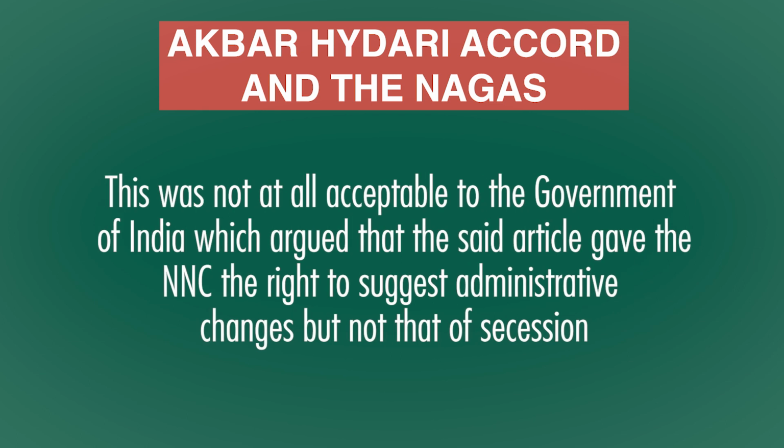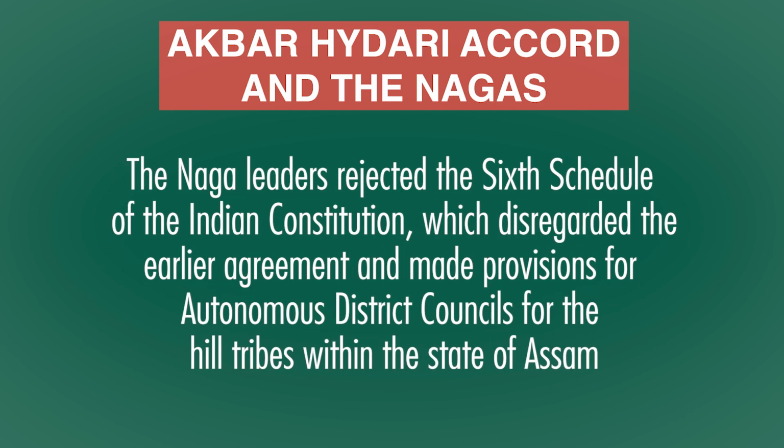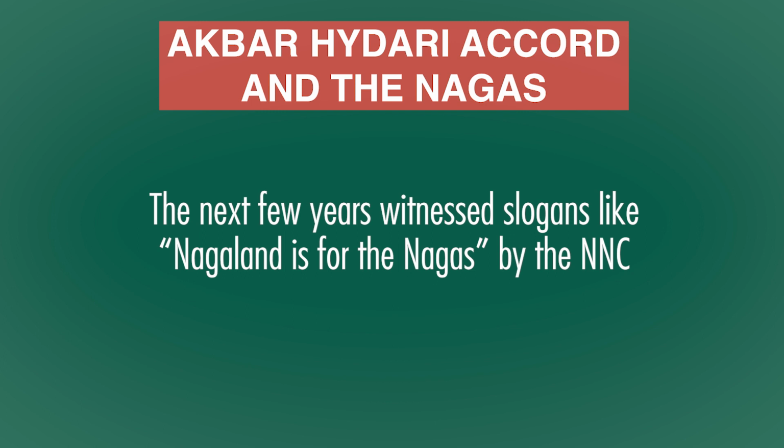This was not at all acceptable to the government of India, which argued that the said article gave the Naga National Council the right to suggest certain administrative changes, but definitely not secessionism. The Naga leaders rejected the 6th Schedule of the Indian Constitution, which disregarded their earlier agreement and made provisions for autonomous hill councils for the hill tribes within the state of Assam. The next few years witnessed slogans such as Nagaland for the Nagas.